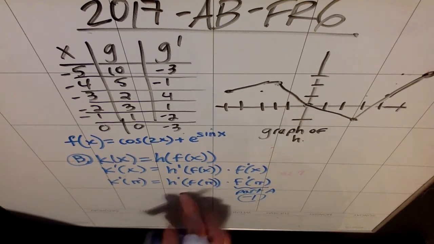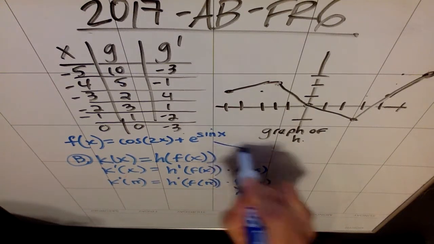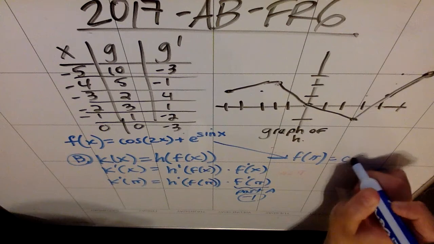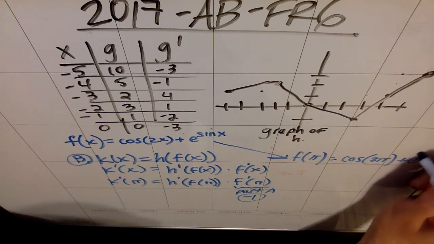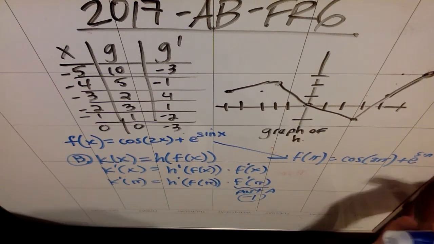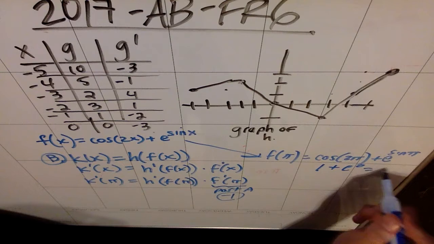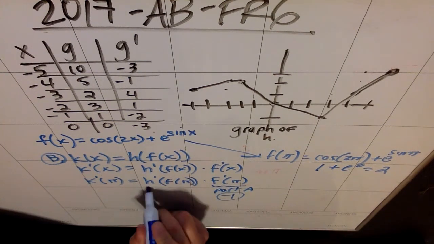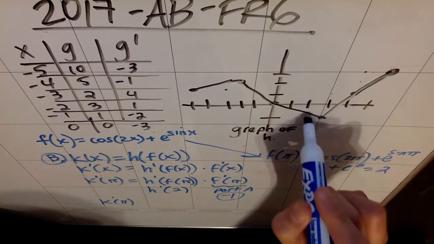Great. Now we need to find h prime of f of pi. So let's find f of pi first, right? So f of pi should be cosine of 2 pi plus e to the sine of pi, right? So that's a 1 plus an e to the 0, so I get a 2. So this is actually h prime of 2, right?